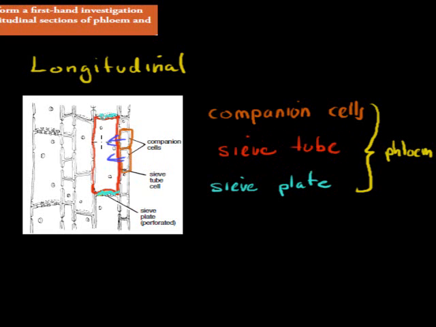Your sieve tube was that tube which connects the source to sink. And then you have your sieve plates in the middle as well. And they have holes to make sure that sugar can pass through. So that was your longitudinal section of your phloem.